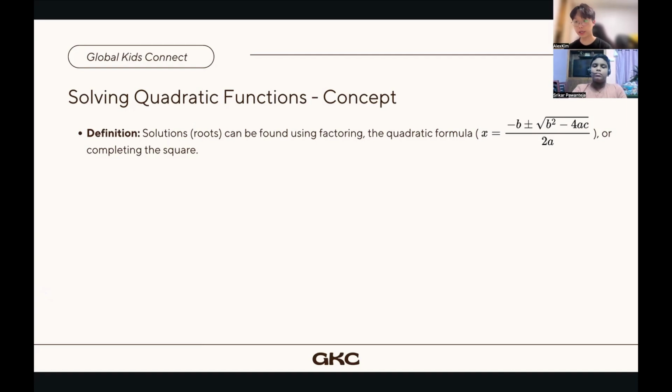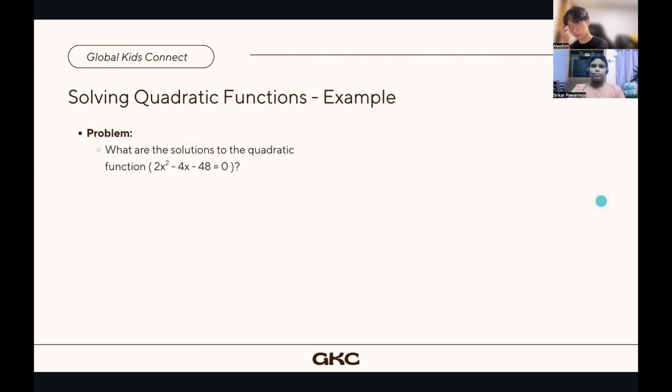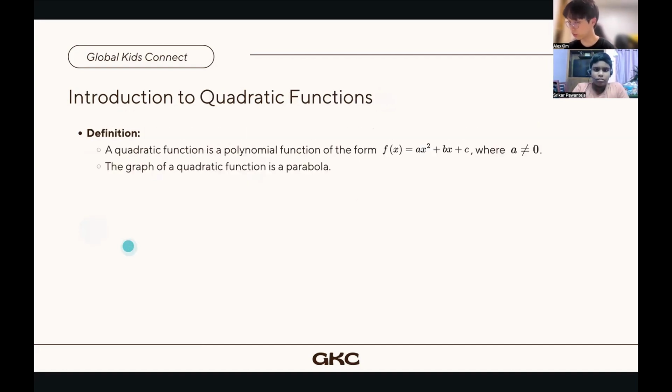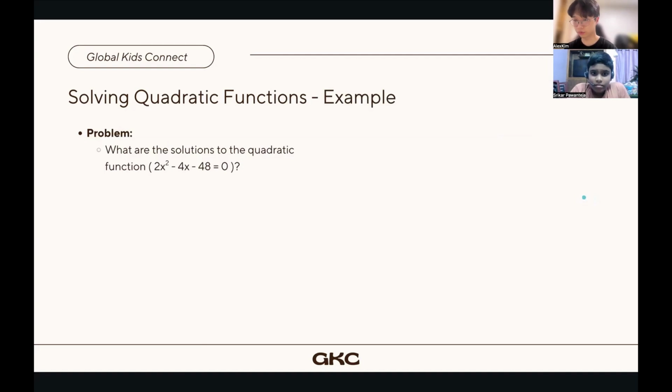We'll take a look now at how this can be utilized through example questions. The first example question states: what are the solutions to the quadratic function 2x^2 - 4x - 48 = 0? We're given a quadratic function, as seen here. Let me just write it again next to it.